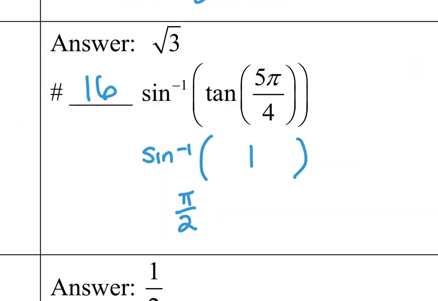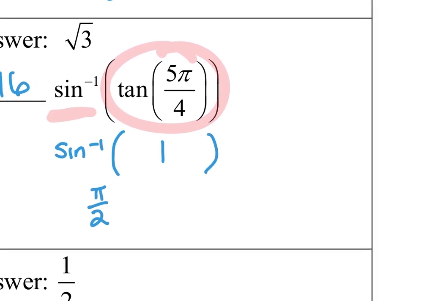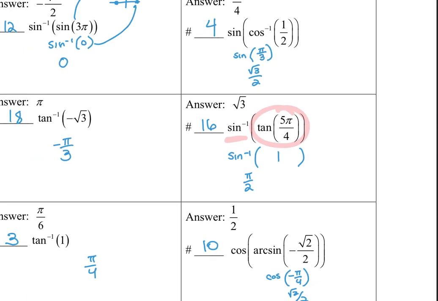So this time they reversed it, like the one we were doing before. We did the inverse on the inside and then the regular on the outside. They just reversed it. So you have to find the tangent at 5 pi over 4. At 5 pi over 4, tangent is 1. And then you're doing the sine inverse of 1, which happens at pi over 2. So always go inside first, inside the parentheses, and then work your way out.